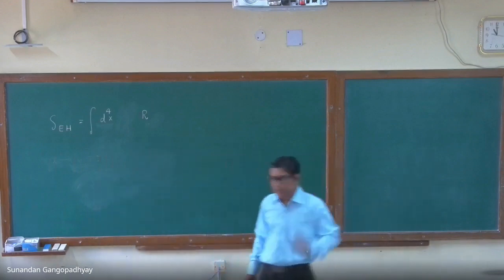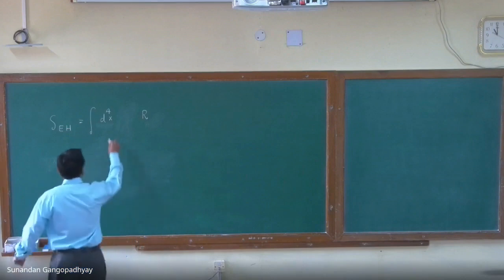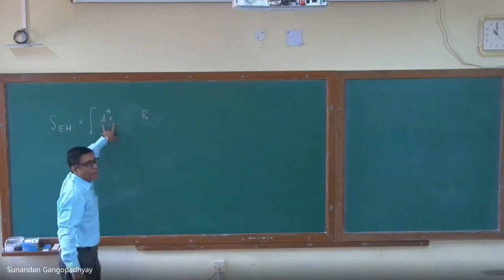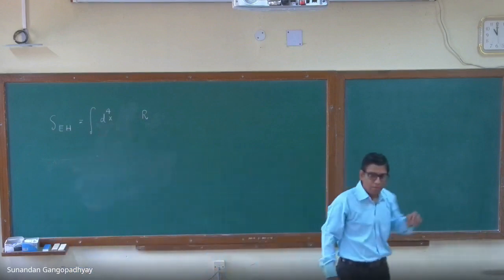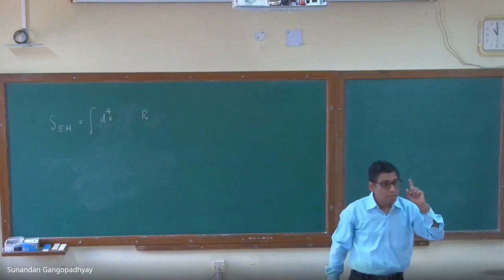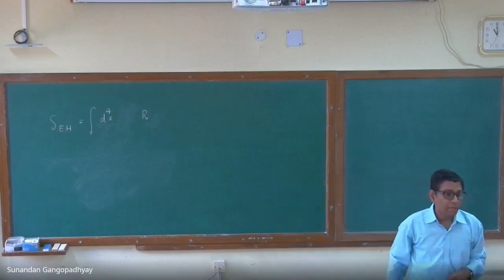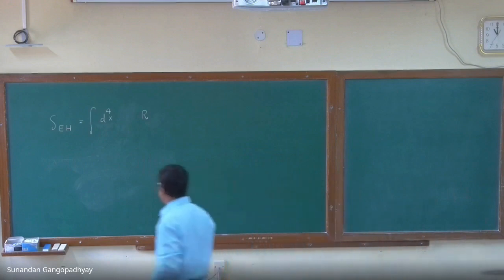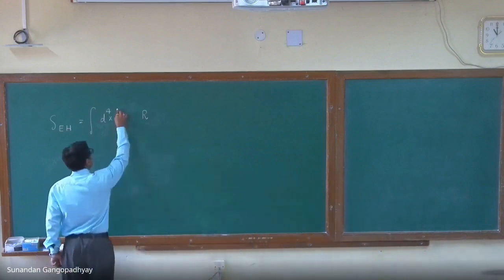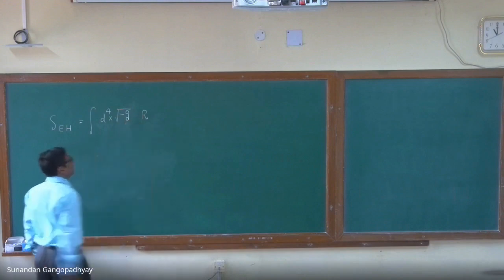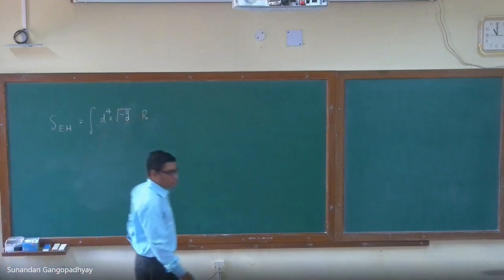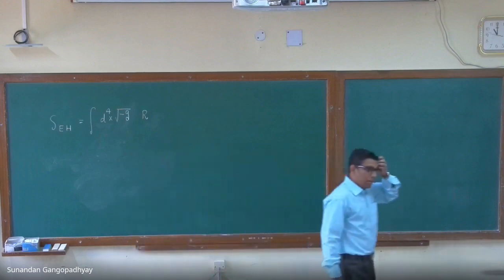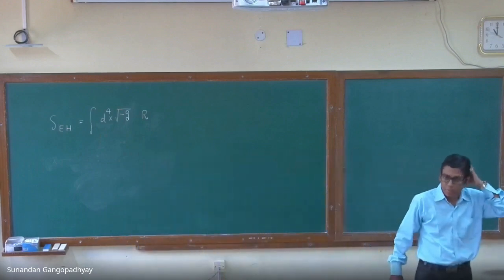Now I leave it as an exercise for you to check that d4x, the infinitesimal space-time volume, is not invariant under GCT. Rather, d4x square root minus g is. Please try to verify this. I leave it as an exercise for you to check.